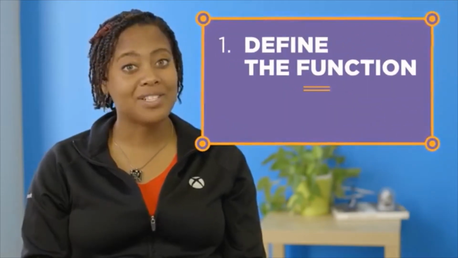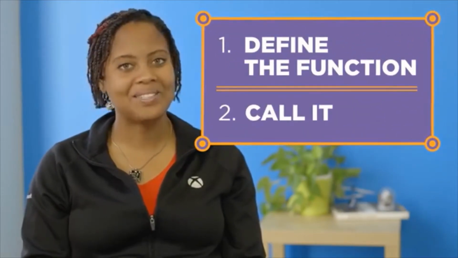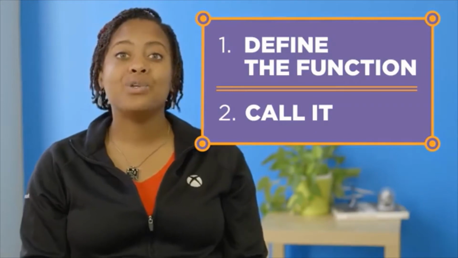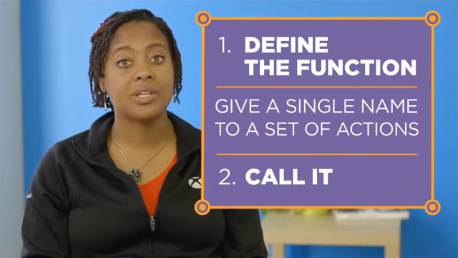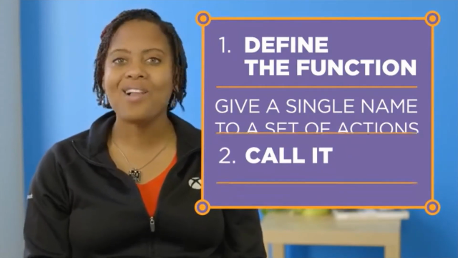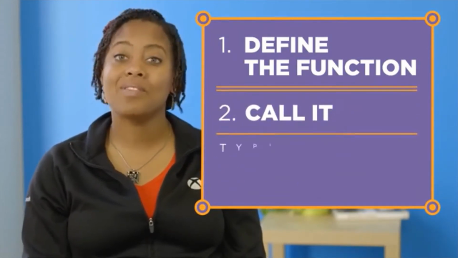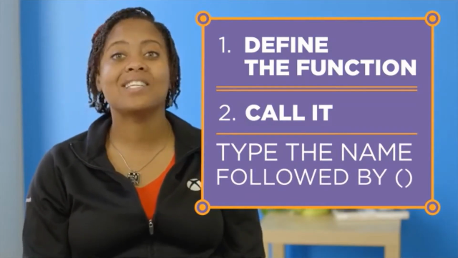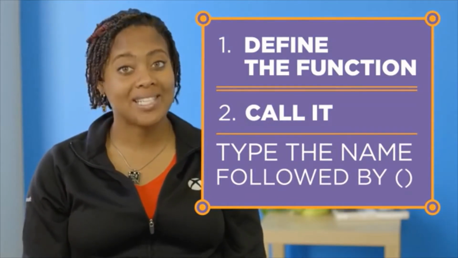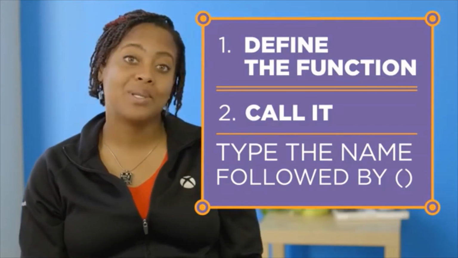There are 2 steps to using functions in JavaScript. First, we need to define our function, and then we need to call it. When you define a new function, you are simply giving a single name to a set of actions you want the computer to perform. To call a function, you just type the name of the function, followed by parentheses. This is actually telling the computer to perform or execute the set of actions you gave a name to.